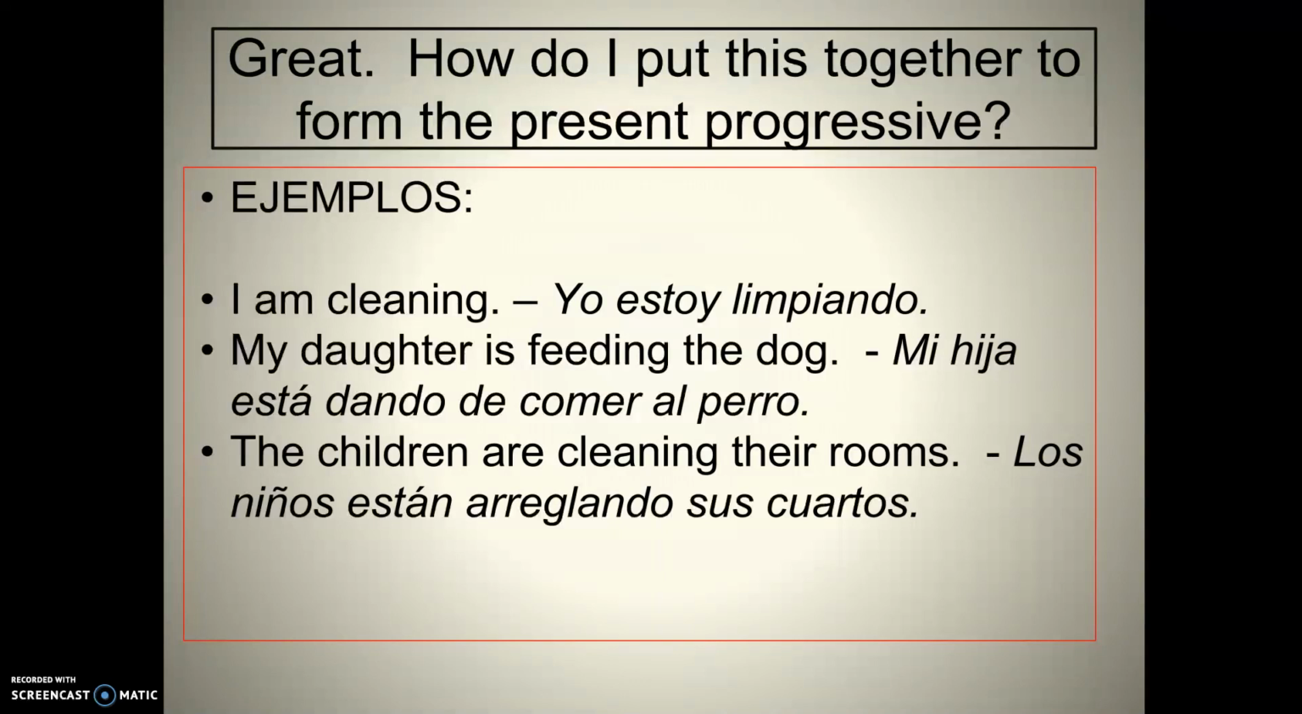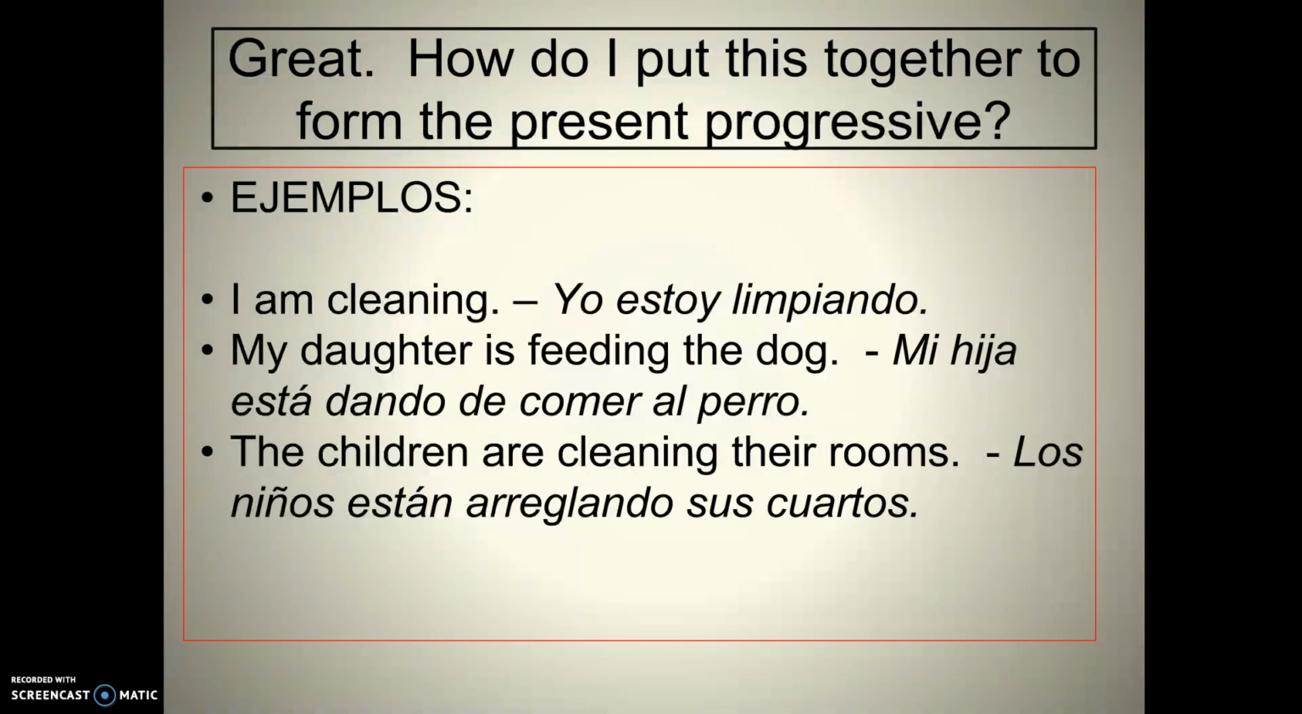Look at these examples, and if you have questions as to how this is all put together before you try números 1 a 4 on the top of página 2, please raise your hand and call me over to ask for help. So to start off, we have I am cleaning. Yo estoy limpiando. My daughter is feeding the dog. Mi hija está dando de comer al perro. The children are cleaning their rooms. Los niños están arreglando sus cuartos.